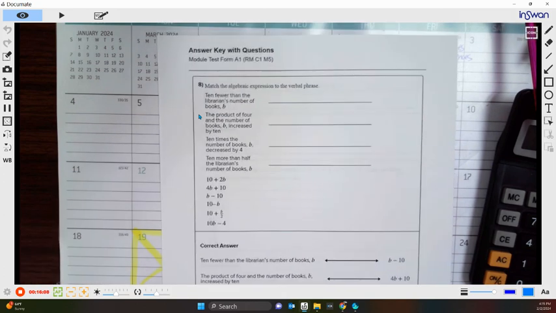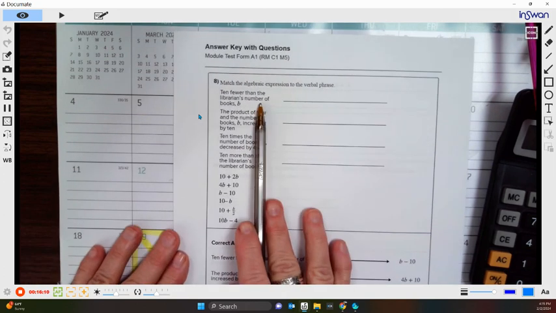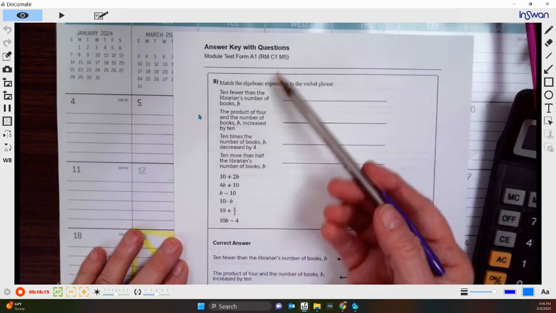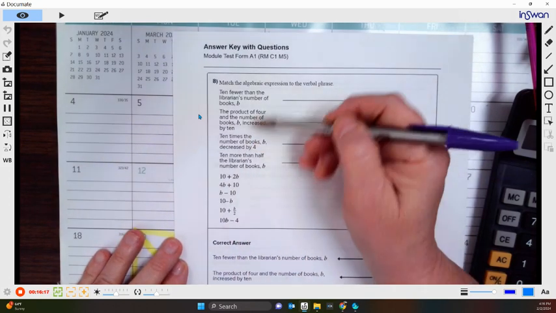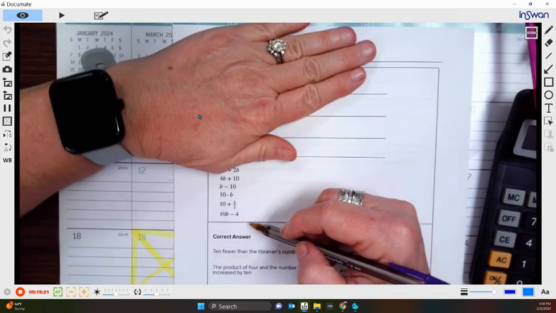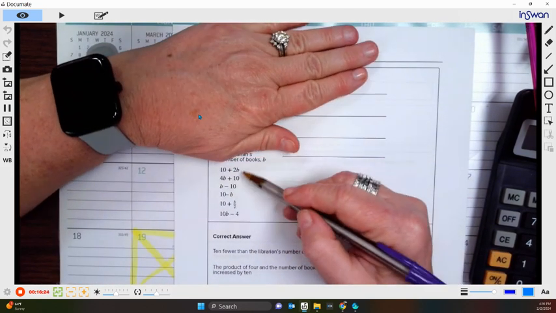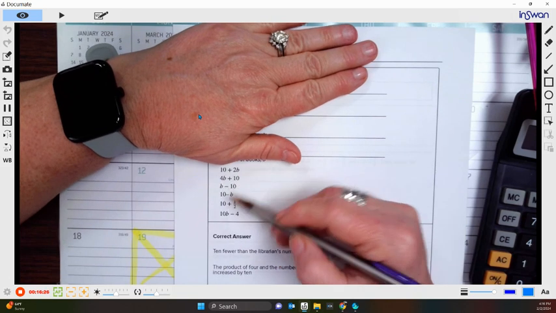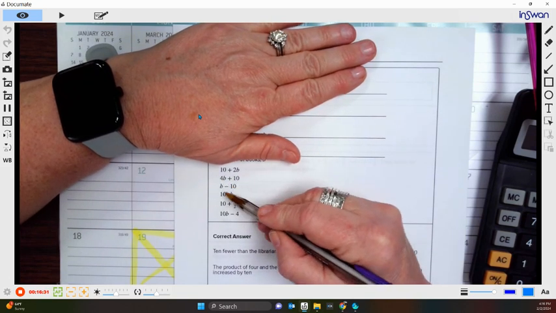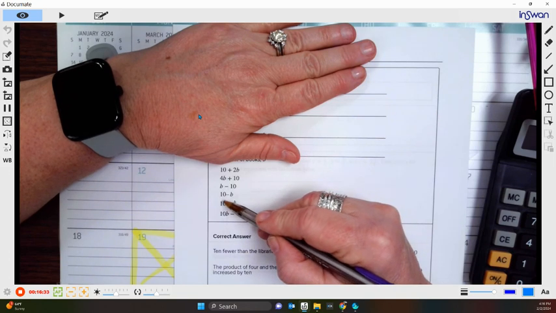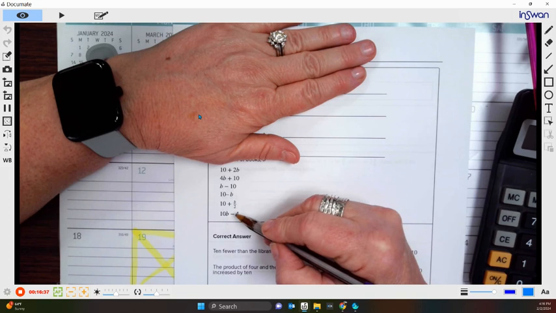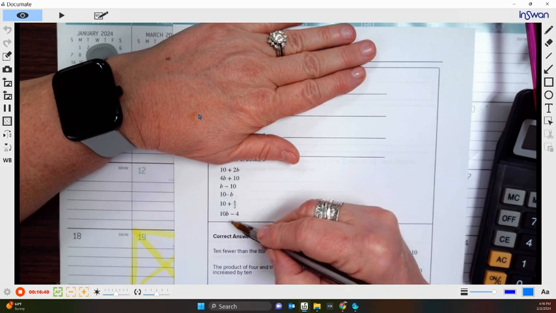All right, number 8. It says match the algebraic expression to the verbal phrase. So when we read these, before we do anything, we want to make sure that we understand what the selections are. And on this, before I even read that, I'm going to look at what I have here. So I have 10 plus 2b. Okay, I have 4b plus 10. I have b minus 10. I have 10 minus b. And I have 10 plus b divided by 2 and 10 times b minus 4.